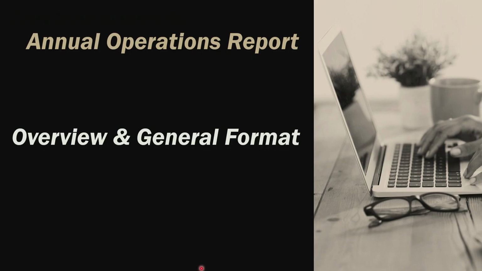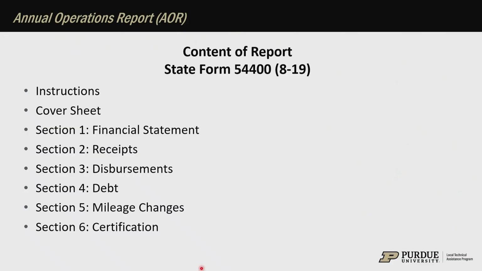So to give you a brief overview and general format of it and get you introduced to what the annual operations report looks like and some of the components to it, I'll just take a few minutes and walk you through that. But you'll see it's State Form 54400-8-19, and there are 8 sections. It's a spreadsheet, an Excel document, and there are 8 worksheets in there. The first worksheet is instructions, and then there's a cover sheet, and then there are the 6 sections that go along with that. So we'll walk through those here.